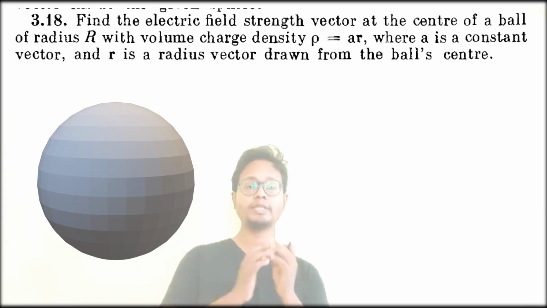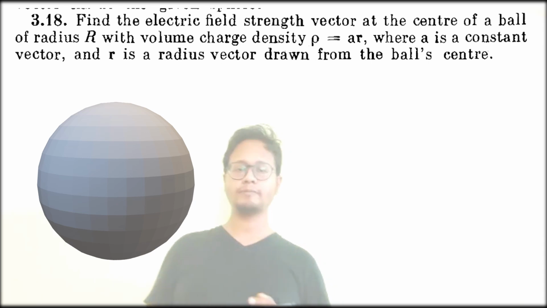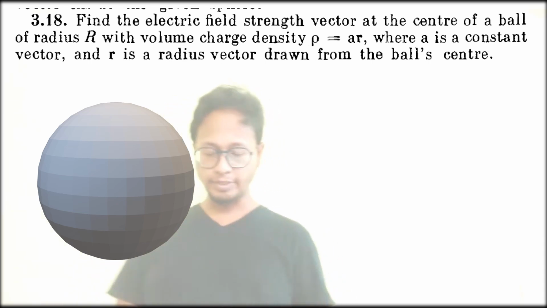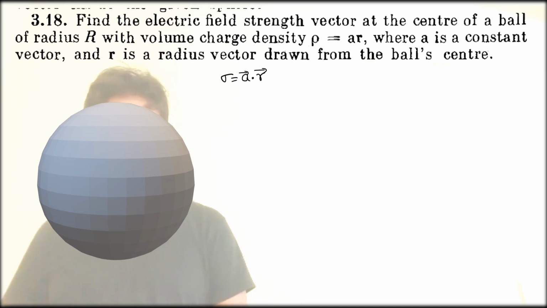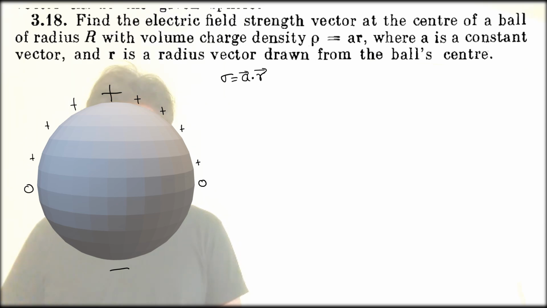So this question is very much similar to the previous question. What was the previous question? There was a charge distribution given by sigma equals A dot r, or A r cos theta. The charges were maximum at the poles and minimum at the equator. And as I go from the poles to the equator, the magnitude of the charge reduces, isn't it?